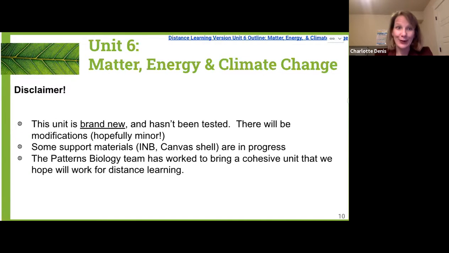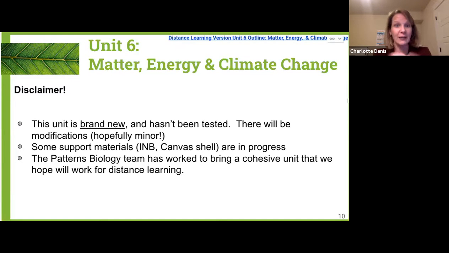A little disclaimer though, this unit is brand new. The Patterns Biology team has been working on this unit for about 2 months, but none of us have taught it yet, right? I will be starting it on the 19th, right after the long weekend, and 1 more week to finish up evolution, and I'll be starting on the 19th. There are going to be modifications. Hopefully those modifications will be minor.